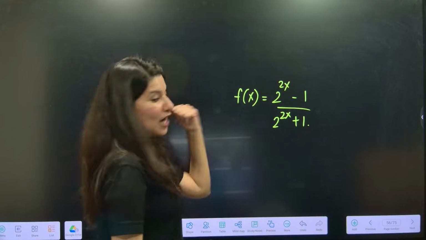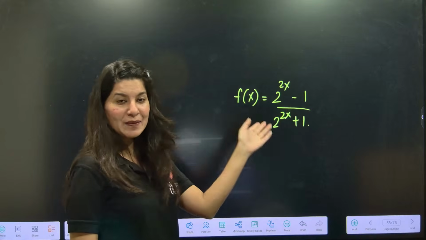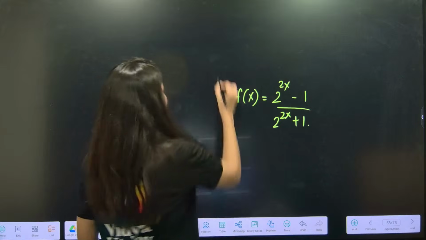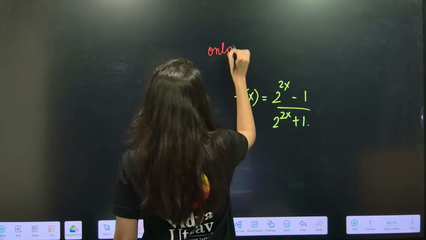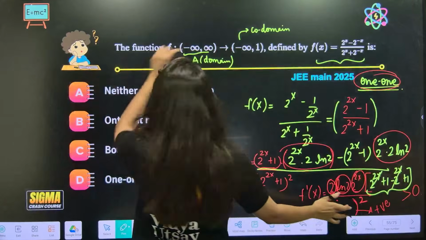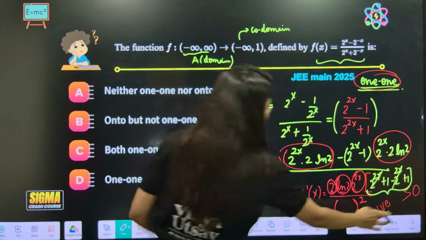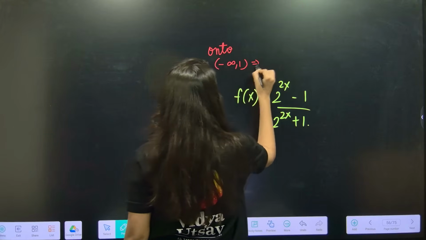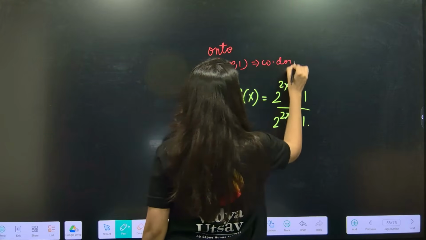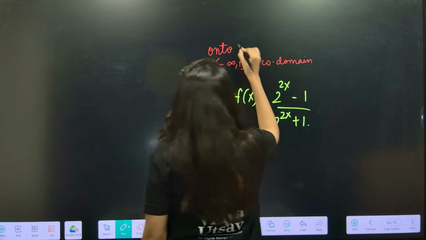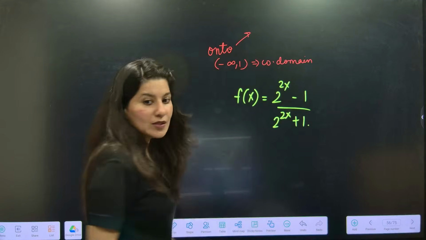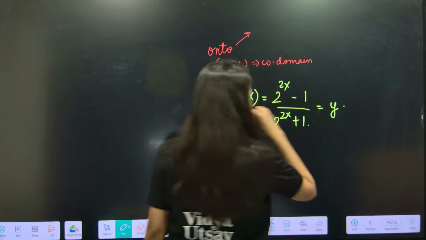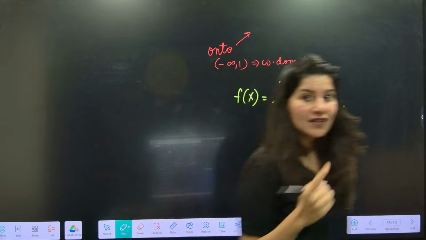Okay. So now tell me, Obama, you must have understood the functions chapter, right? So tell me, we need to figure out whether it is onto or not. And as per the question, minus infinity to 1 is your codomain. Onto means what? Codomain and range should be equal. So we need to calculate the range over here.